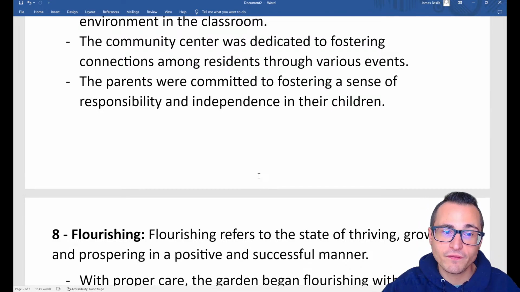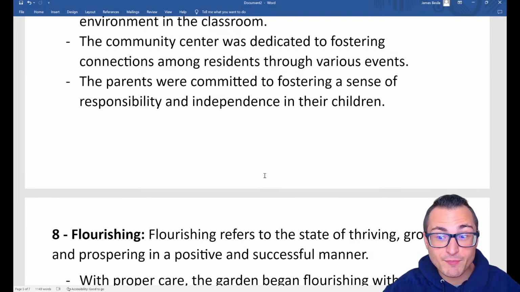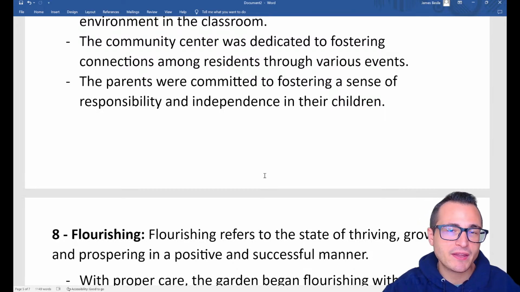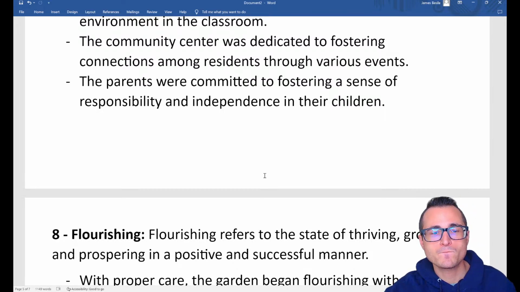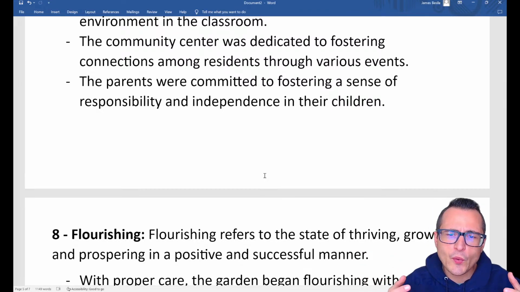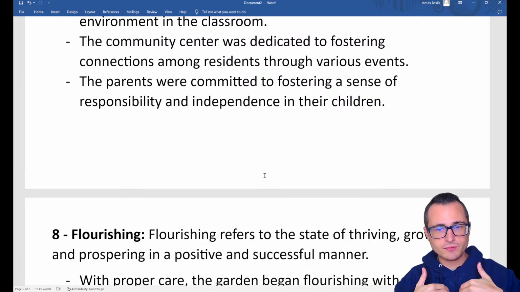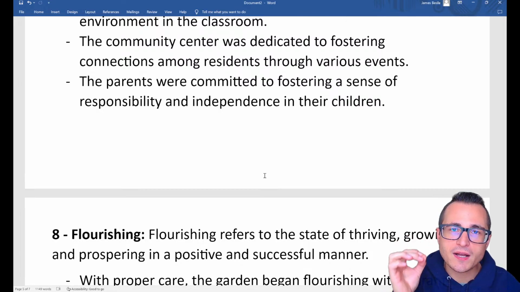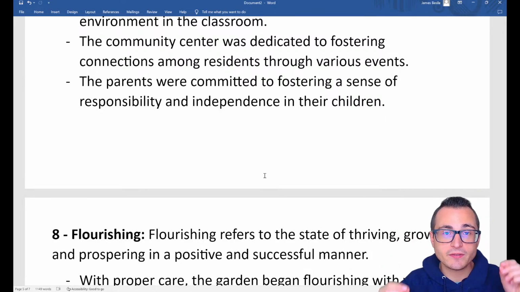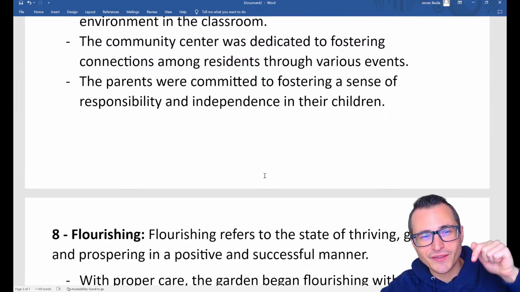Next sentence with foster. The parents were committed to fostering a sense of responsibility and independence in their children. So what did the parents want to cultivate? What did the parents want to grow? What did the parents want to build or foster inside of their children? A sense of responsibility and independence. Can you make a sentence with foster? Let us know in the comments.